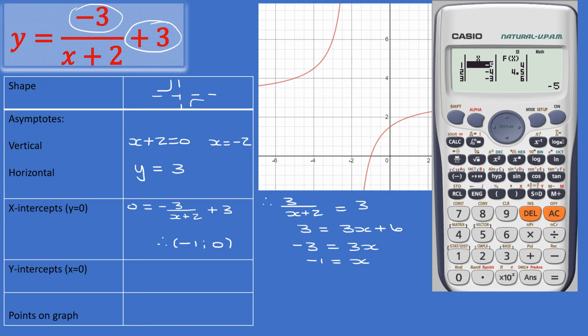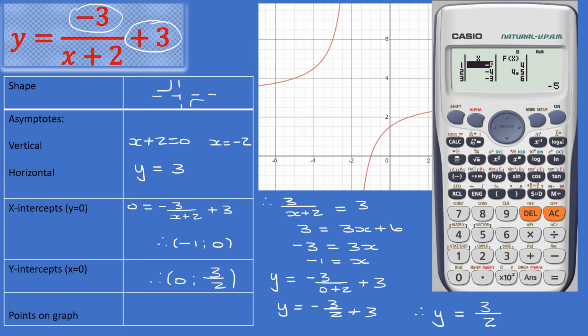Y-intercept. So make your x value 0. So y equals negative 3 over 0 plus 2 plus 3. So therefore y equals negative 3 over 2 plus 3. So therefore y equals, and then what you can do over here is you can just take your calculator if you need to, and you can go negative 3 over 2, and you can go plus 3, and you can write it as 3 over 2. And you can write your coordinate as 0 and 3 over 2.